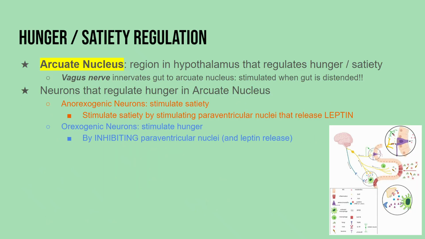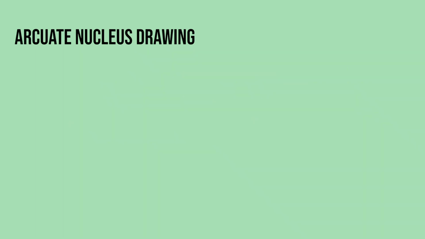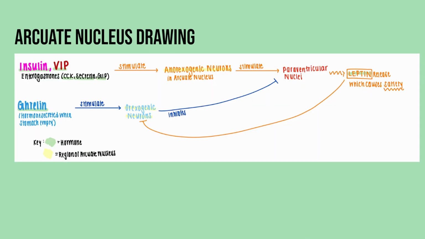So then going back to this slide, now it makes sense that anorexigenic neurons stimulate satiety by stimulating paraventricular nuclei that release leptin, while orexigenic neurons stimulate hunger by inhibiting the paraventricular nuclei, so we don't release leptin. And then here's the drawing, so you have it on the slide too.